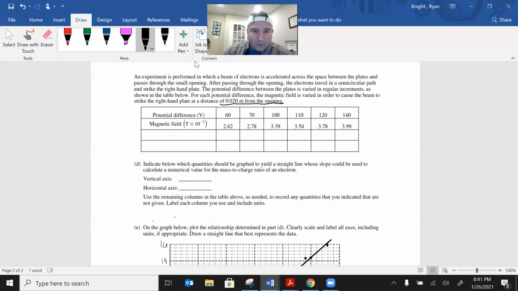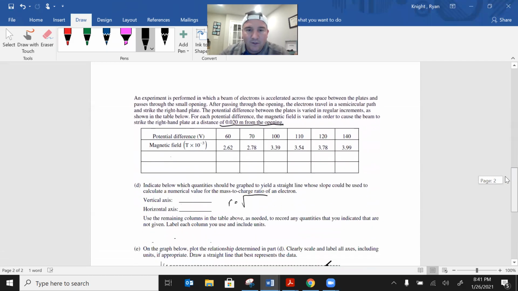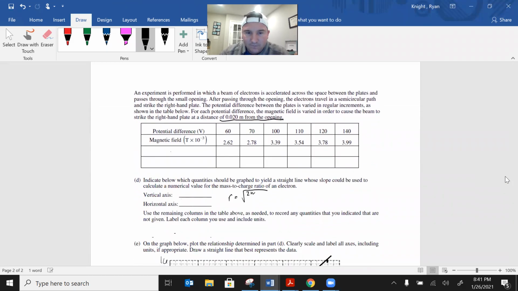So indicate below which quantities should be graphed to yield a straight line whose slope could be used to calculate a numerical value for the mass to charge ratio of an electron. So if we look at the equation we just derived, r equals the square root of 2mV over eB squared, what we want is this as our slope. That is the mass divided by charge, the mass to charge ratio of our electron.